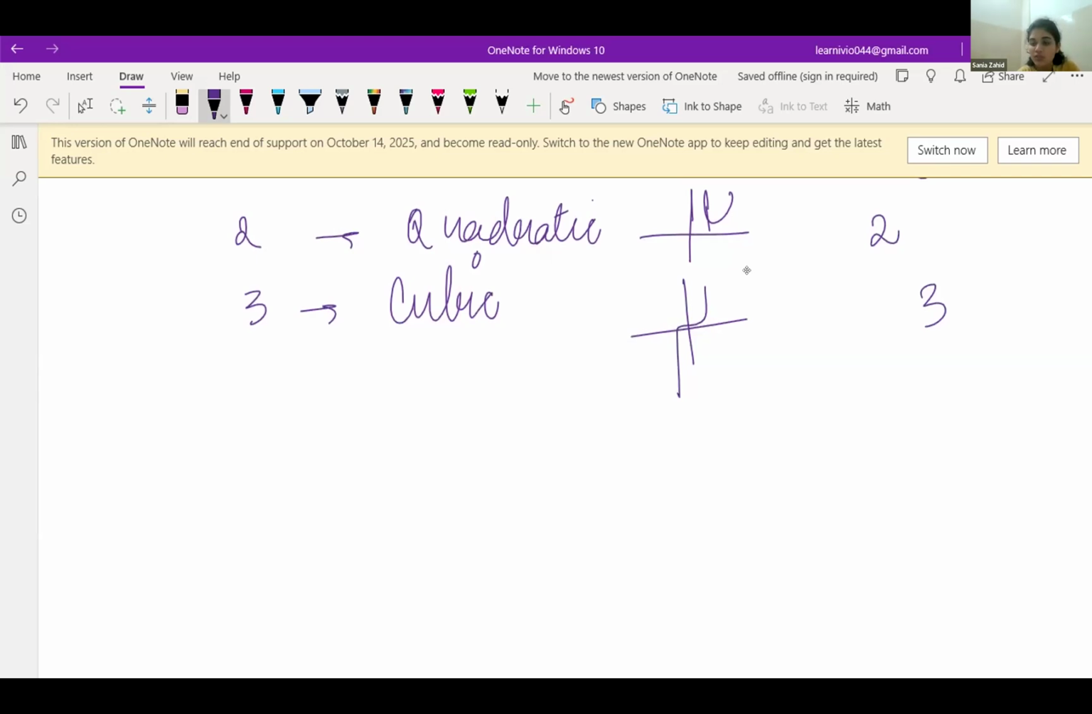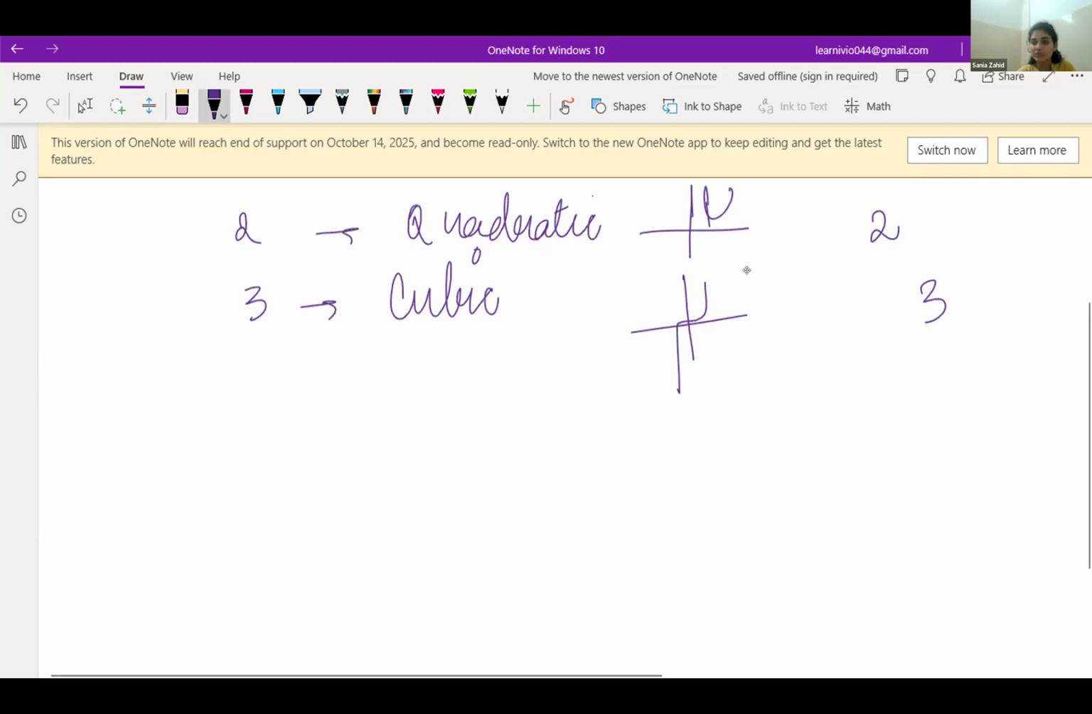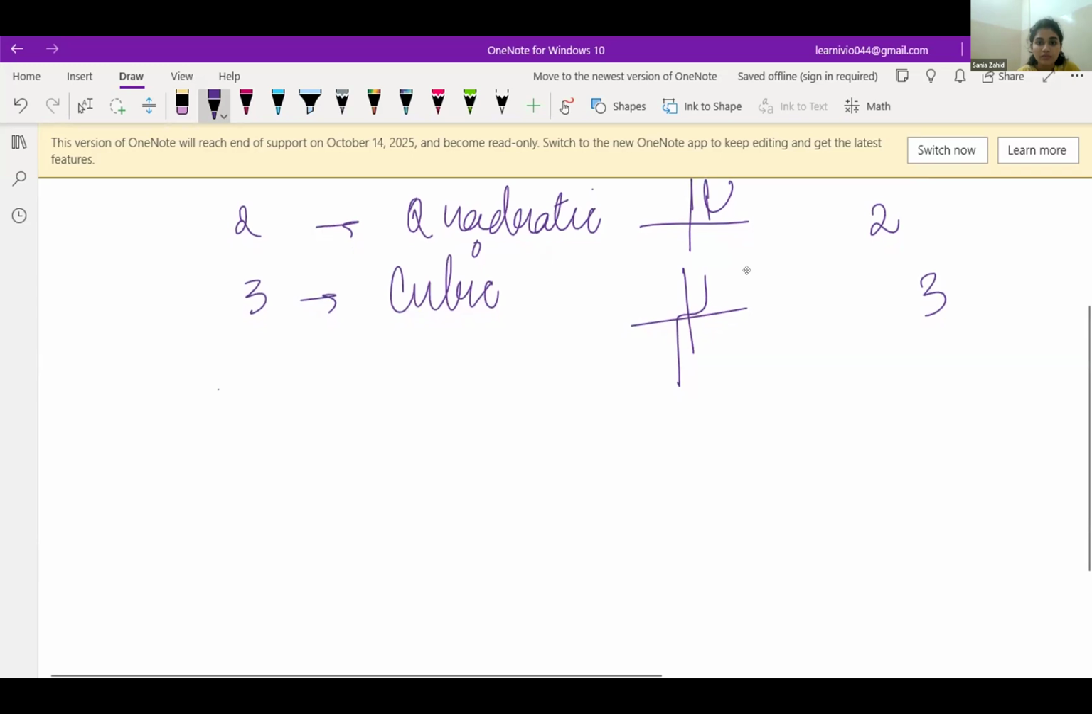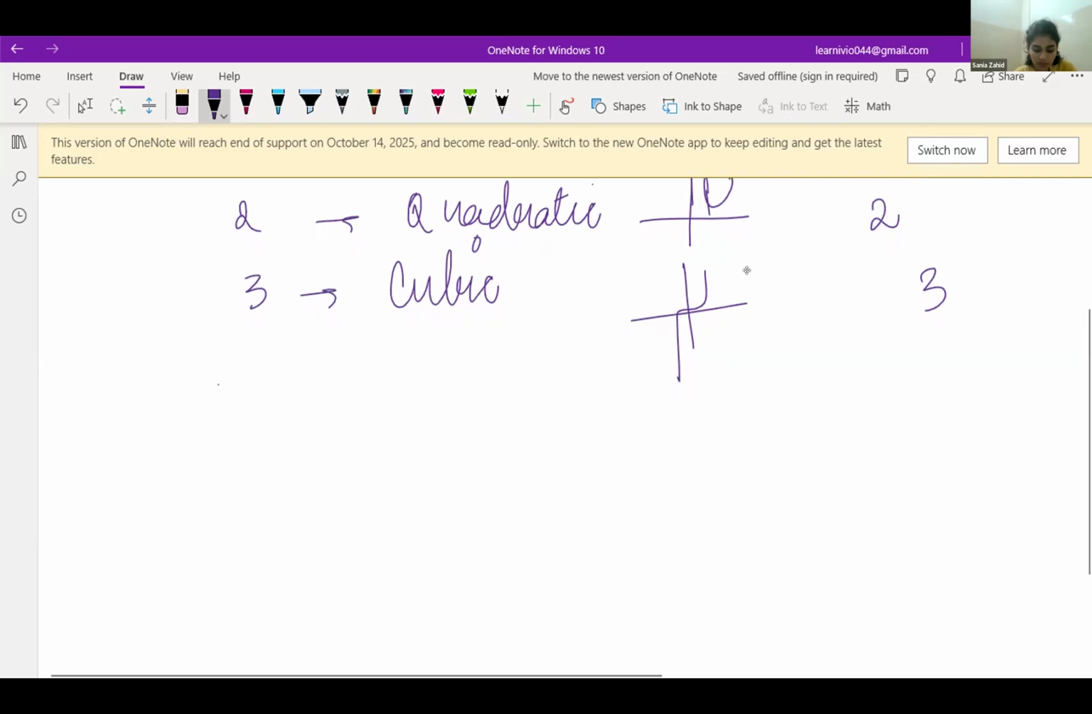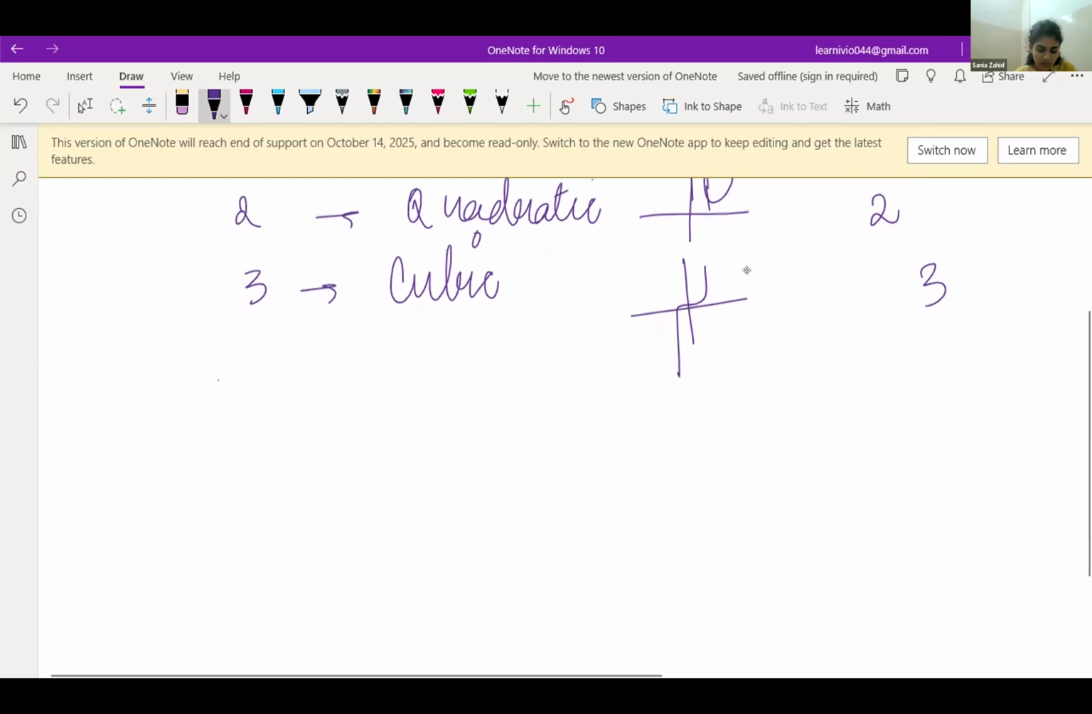If I have two zeros like alpha and beta, what is the sum of the zeros? Minus b by a. If I have to find the sum of the zeros, that's minus b by a. And what about the product of the zeros? C by a. Exactly.